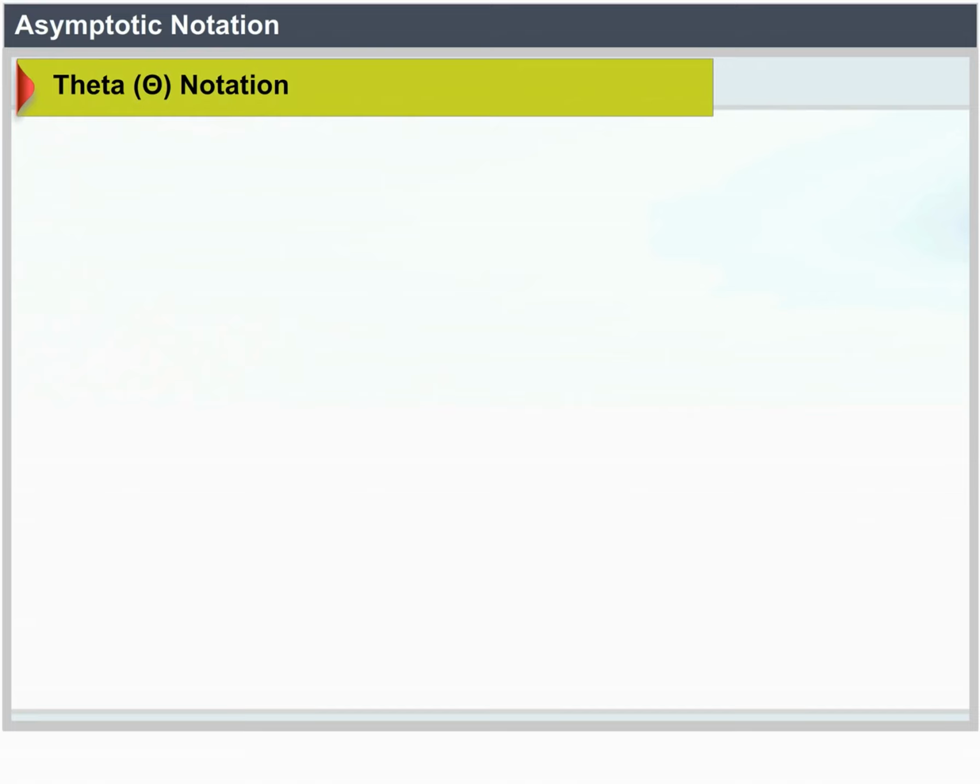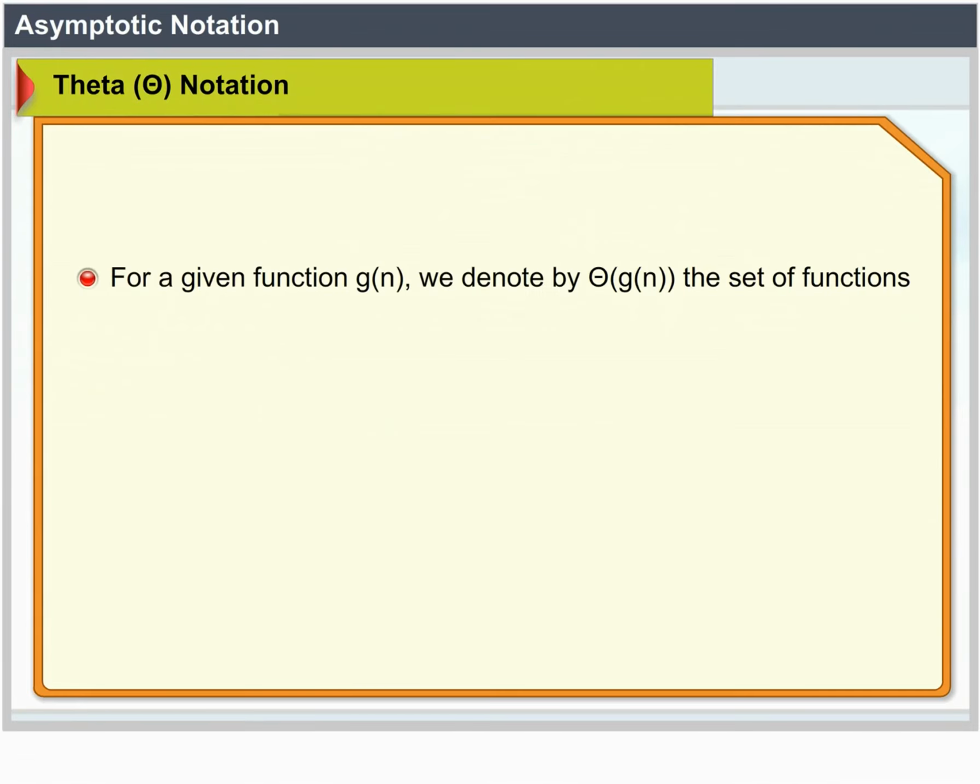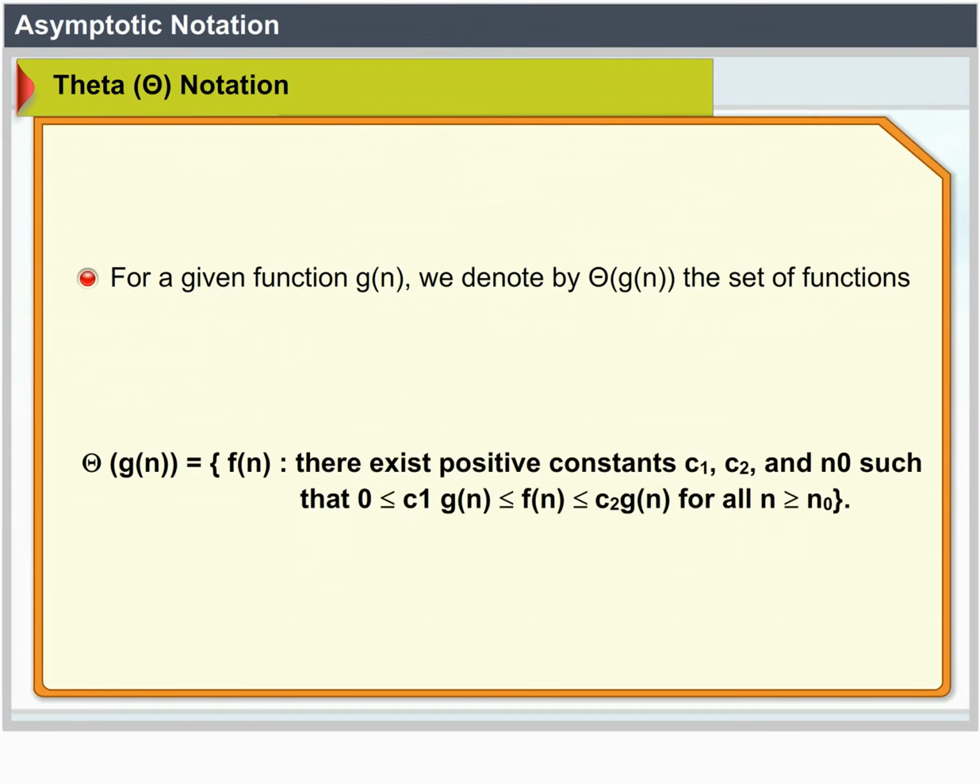Theta notation. For a given function g of n, we denote by big theta of g of n the set of functions theta of g of n equals f of n such that there exist positive constants c1, c2 and n0 such that 0 ≤ c1 g of n ≤ f of n ≤ c2 g of n for all n greater than or equal to n0.